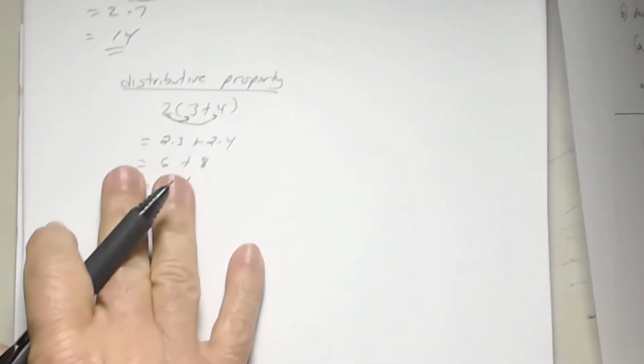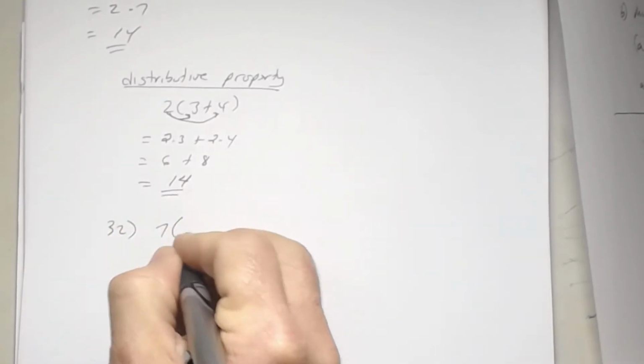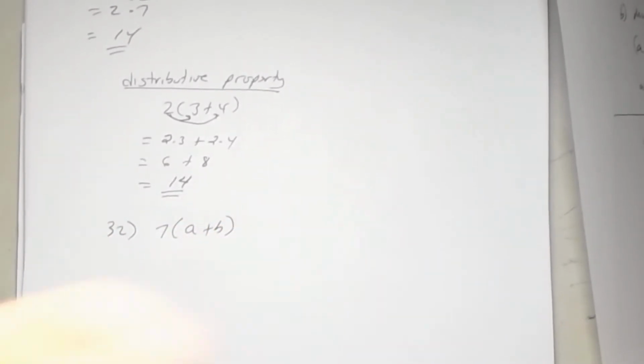All right, let's look at number 32. You have 7 times (A plus B). You can't use the order of operations here because you cannot combine A and B. Those are letters. We're going to learn soon about unlike terms. So you have to use the distributive property. In the directions, it will say multiply using the distributive property.